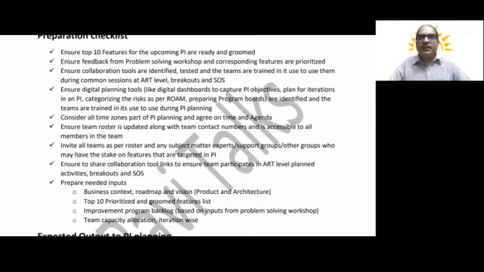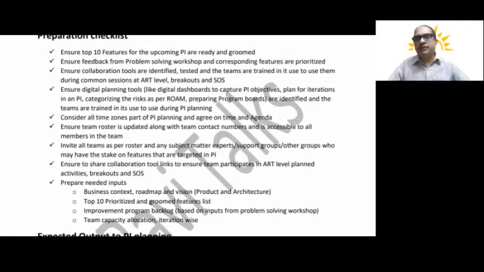Okay, till now we spoke about the collaboration tools that are required. We spoke about the importance of the feature backlog. We spoke about the team rosters. All these things we spoke about. But the most important thing, I could say, is that we need to have the business context, the roadmap and vision, and the team capacity, team-wise, how much capacity is available. While calculating the capacity, if it is a first PI planning, obviously you have to go for a relative estimation technique, as per the SAFe suggestion.